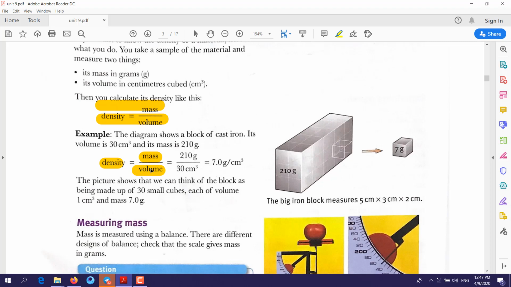After writing the formula, you will replace the words with numbers. Here, mass, how much is its mass? It's already given here, it's 210 grams. Over volume, it's 30. So 210 over 30, you will have 7. But don't forget to write the unit of density. The unit of density is gram over cubic centimeter.